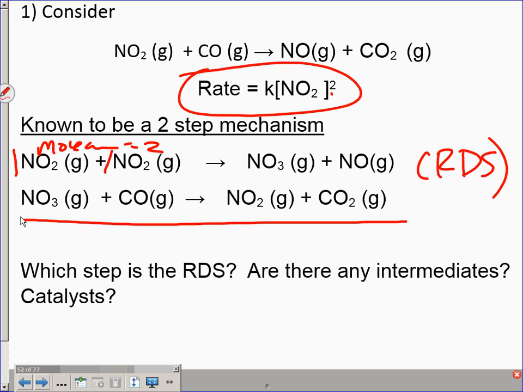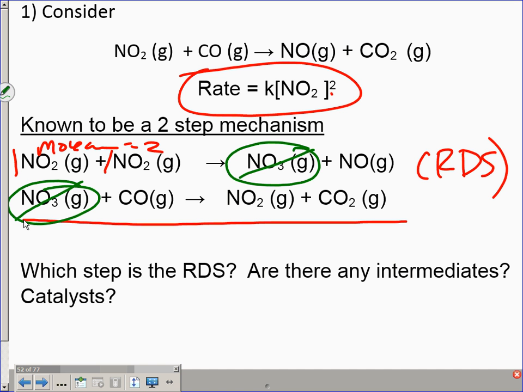Okay. Second question, are there any intermediates in this particular mechanism? NO3 is, right? Definitely, because we're producing it and then immediately consuming it. Anybody else? That's a remaining product at the end. It doesn't get canceled. Okay, what would you call this?